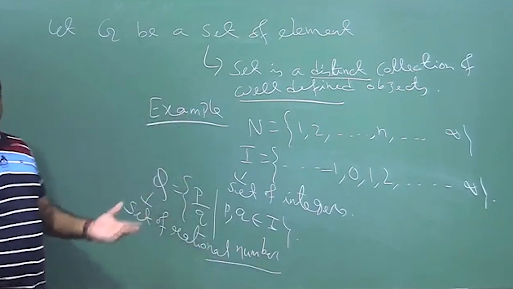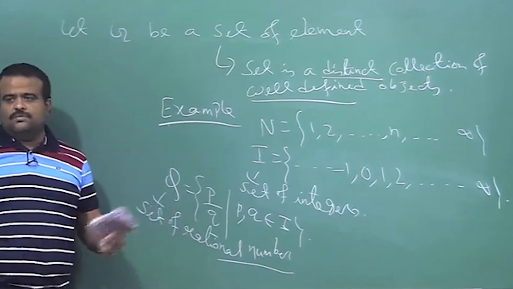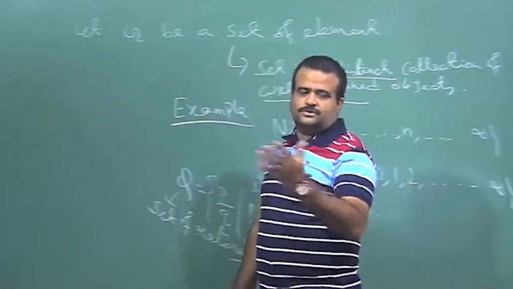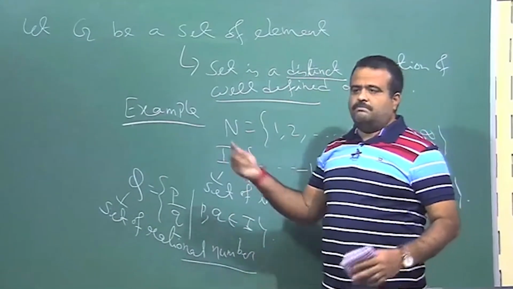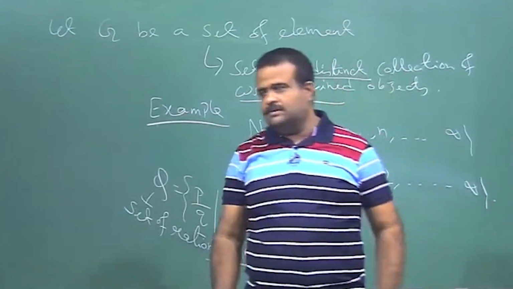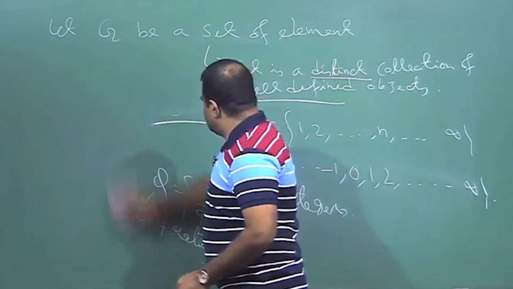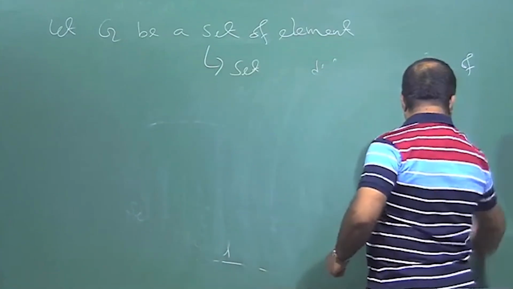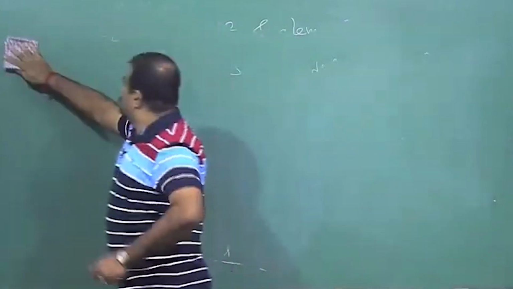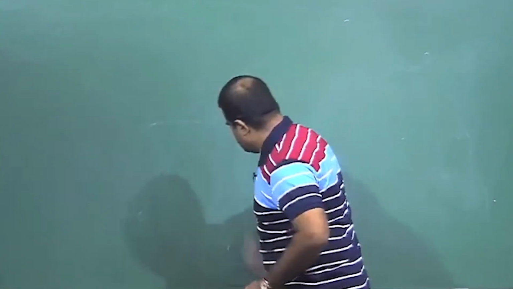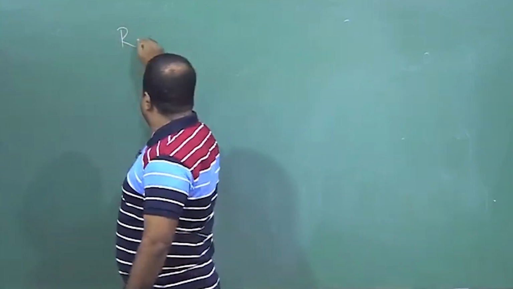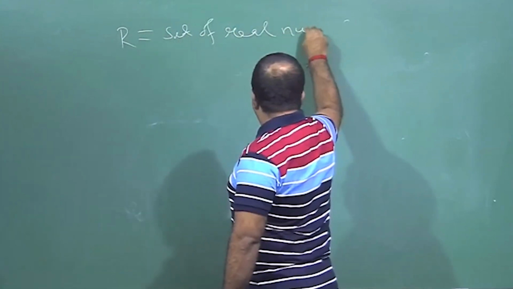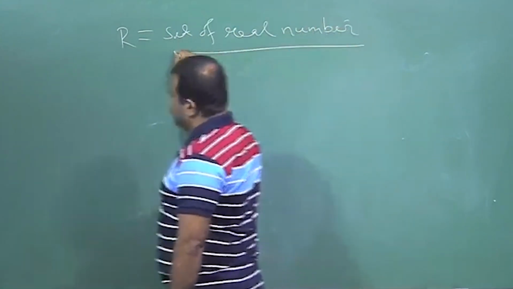Other than numbers also, there could be another set, like in this room, what is the number of elements in that set, like we are a teacher, some students, chalk, board. So, this collection is also a set. Okay. Now, similarly a set of irrational numbers, and the set of real numbers is denoted by R.